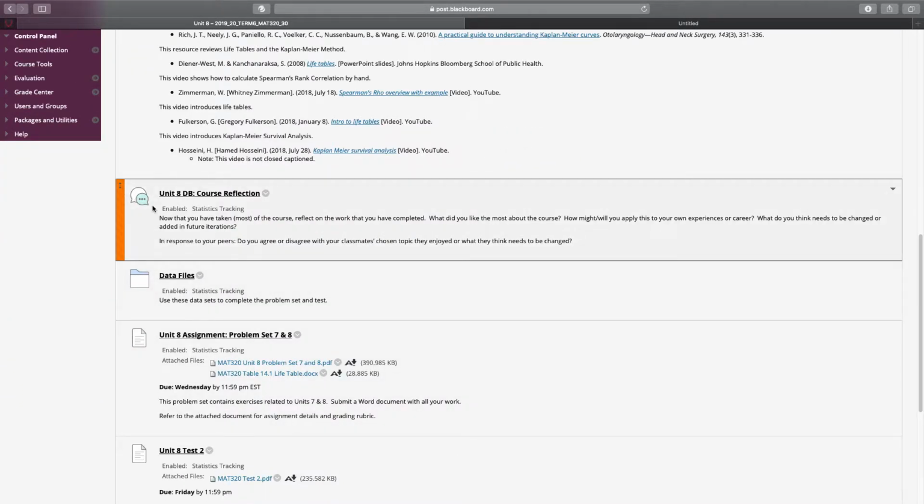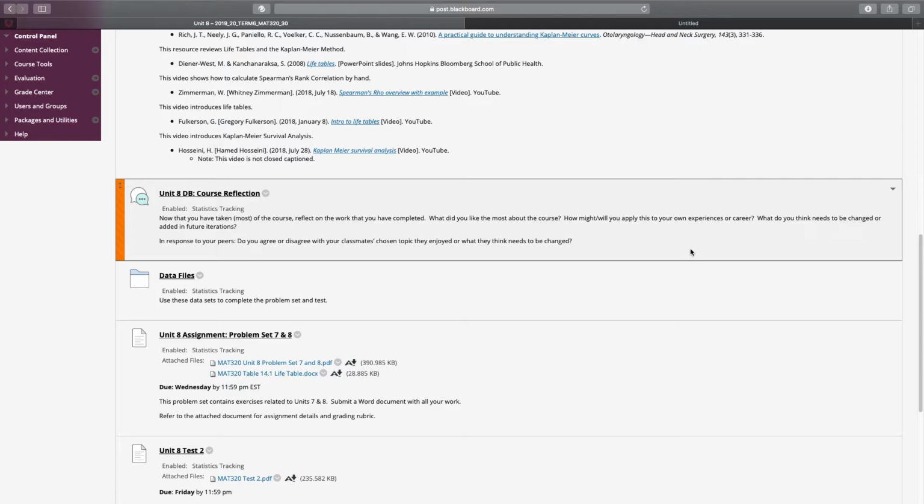And we have the Unit 8 discussion board being a course reflection discussion board. So now that you have taken most, if not all, of the course by the time of you seeing it, reflect on the work that you have completed. What did you like the most about the course? How might or will you apply the information you learned in this course to your own experience or career? What do you think needs to be changed or added in future iterations?